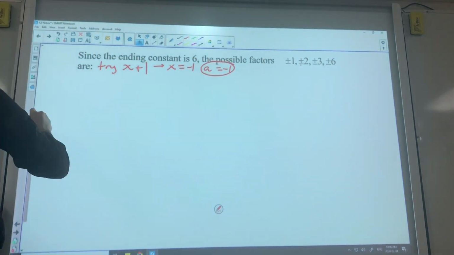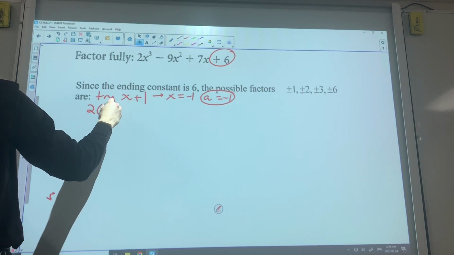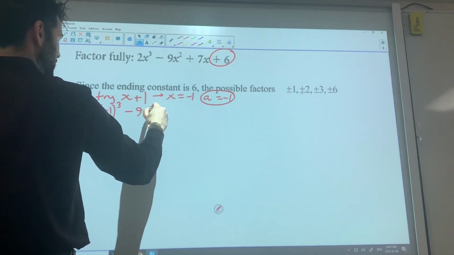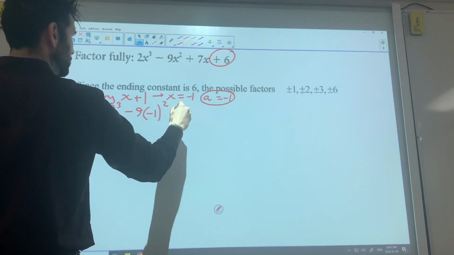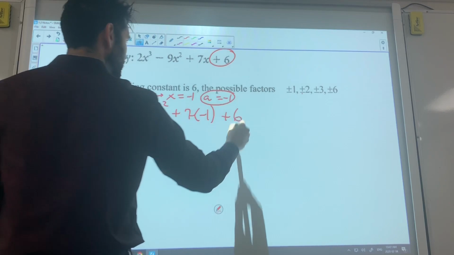So let's go plug it in. We're going to try 2 times -1 to the power of 3, minus 9 times -1 squared, plus 7 times -1, plus 6.